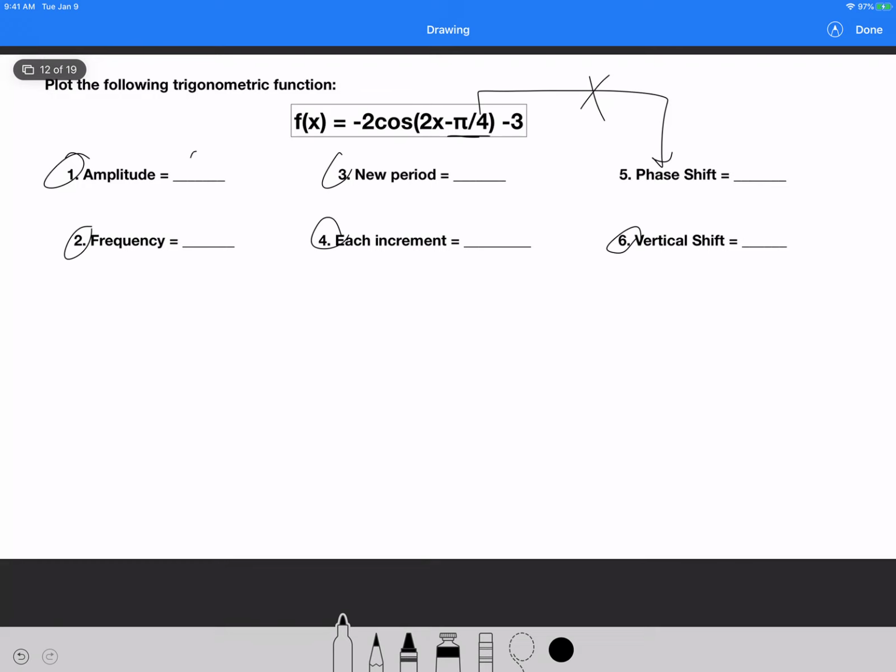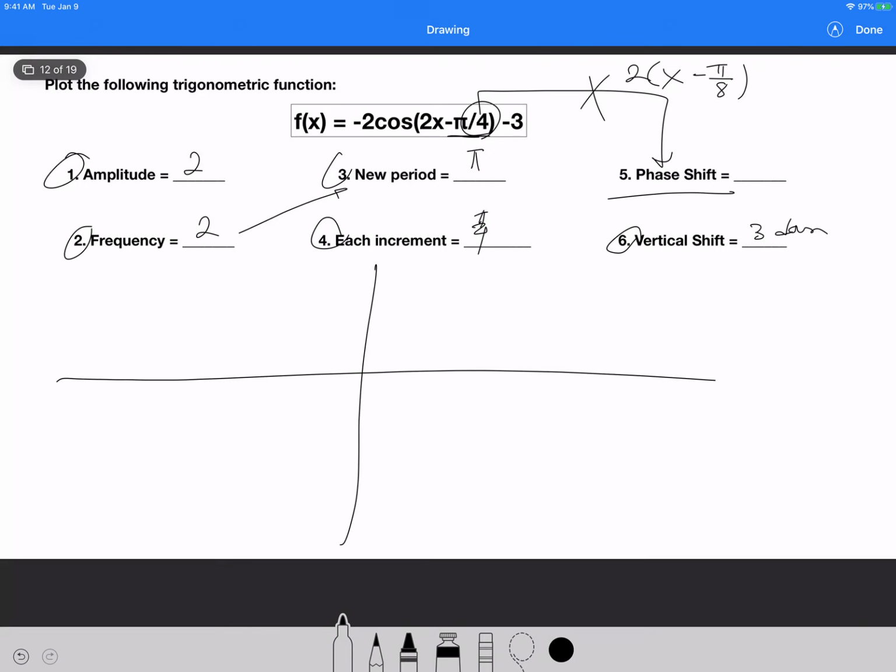Okay, amplitude is 2, frequency is 2. Each increment, well, that makes this to be pi, and this would be pi over 4. The vertical shift is 3 down. The phase shift, if you factor out the 2, remember you have to divide this by 2. So it makes this to be minus pi over 8. Okay, so what that means is the phase shift is pi over 8 units to the right.